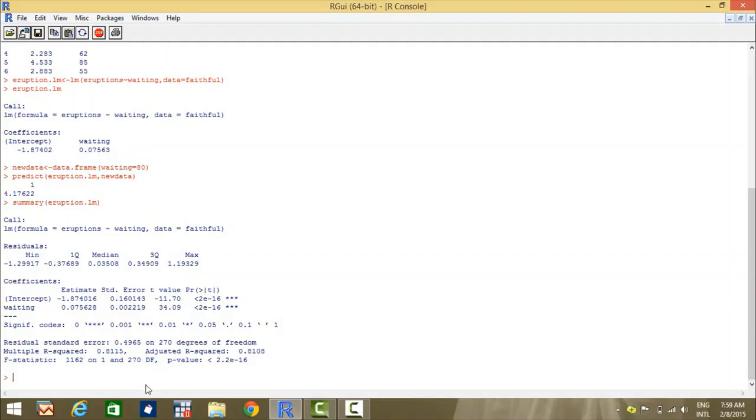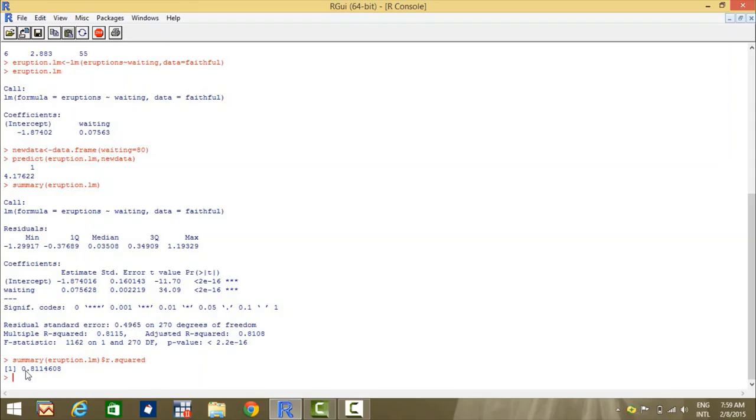The objective is to find the R-square value. I can do that by writing summary of eruption.lm dollar r.squared. Among these important pieces of information, I want to find out the value of r squared, so I access it with a dollar sign. I write summary of eruption.lm dollar r.squared. That gives me 0.811460. That is approximately 81.14%, which is a significant fit. That is a good fit.